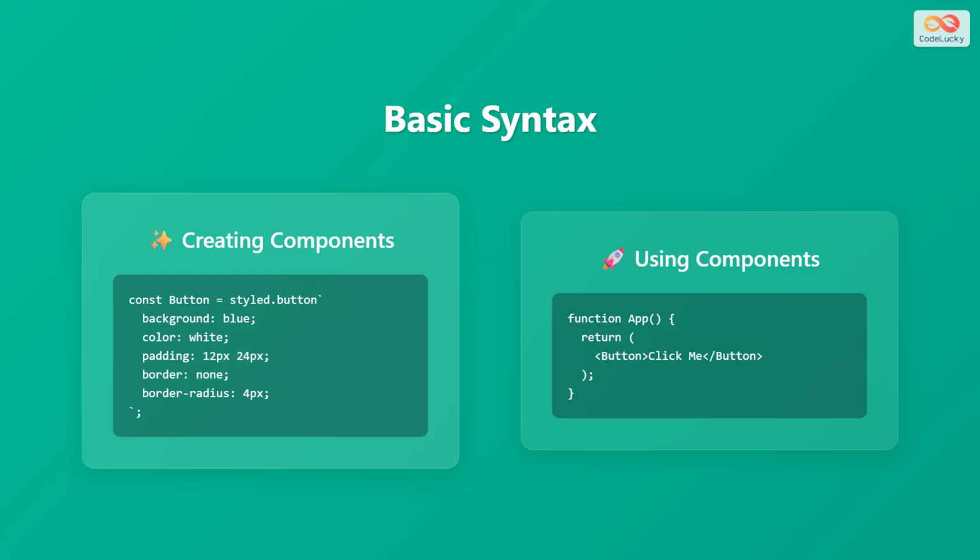Here's an example of using a styled components button inside the App function. Return the Button component and the words "Click me" inside the button tags.